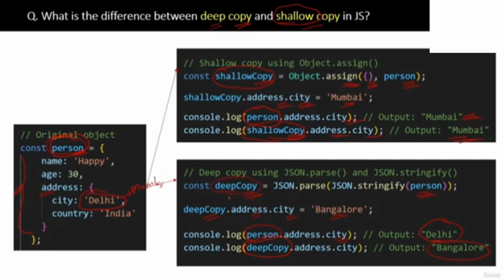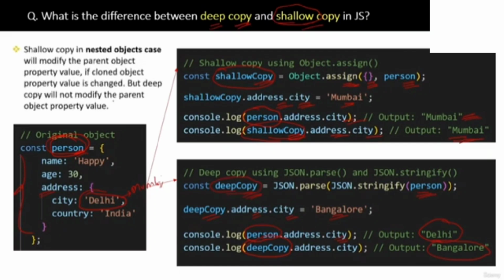Finally, the conclusion is that shallow copy in nested object cases will modify the parent object property value if the cloned object property value is changed. But deep copy will not modify the parent object's property value.